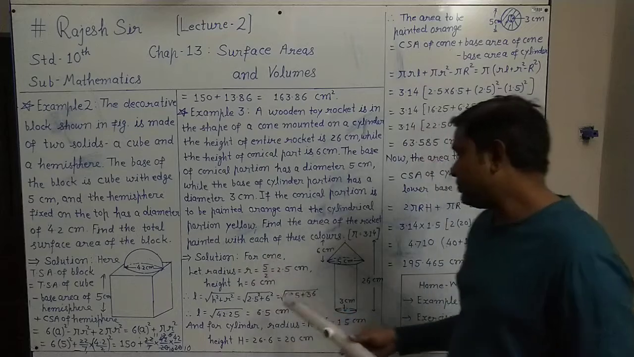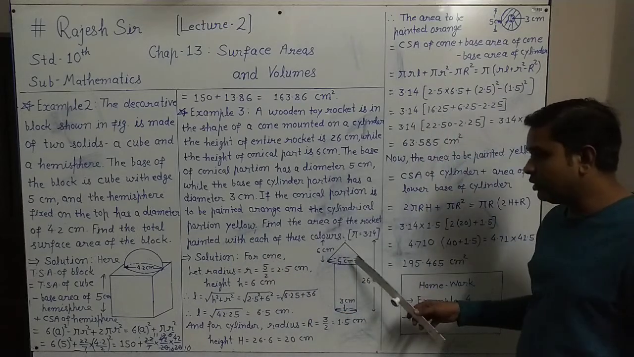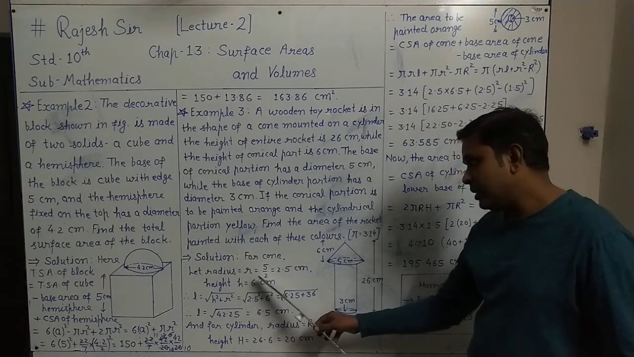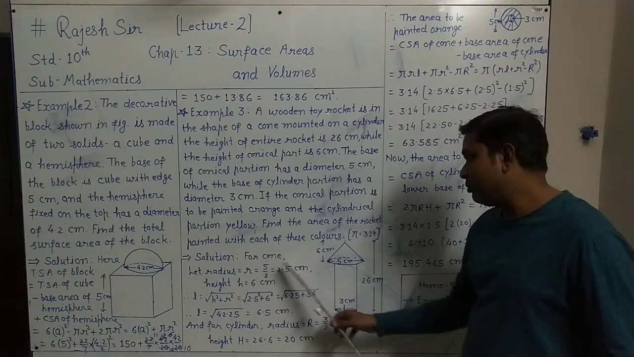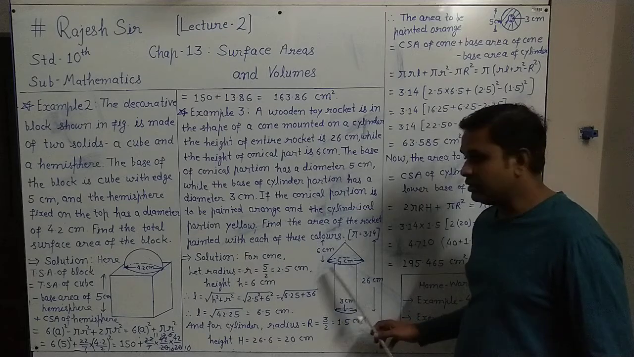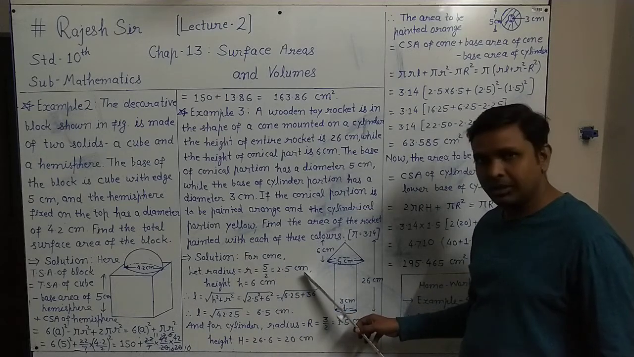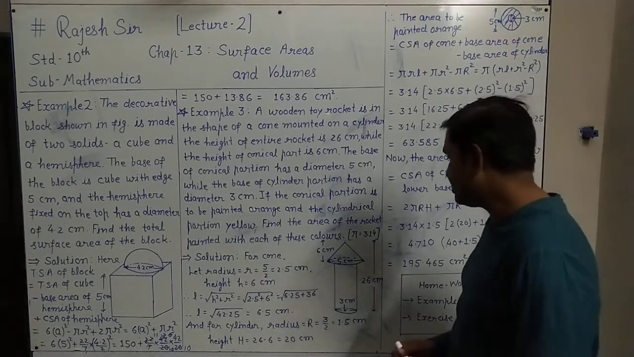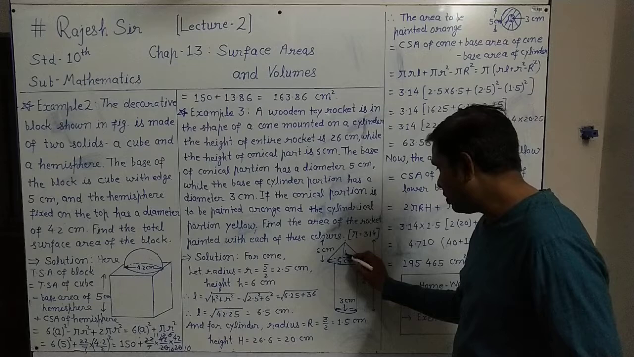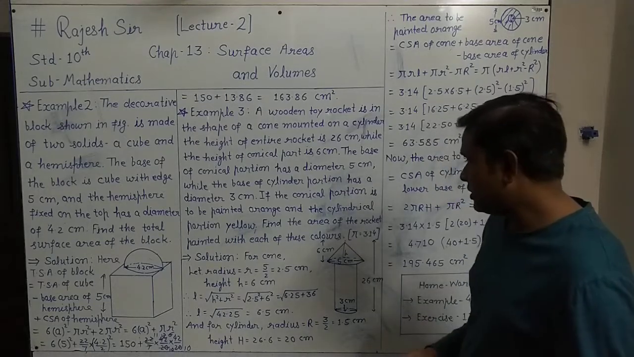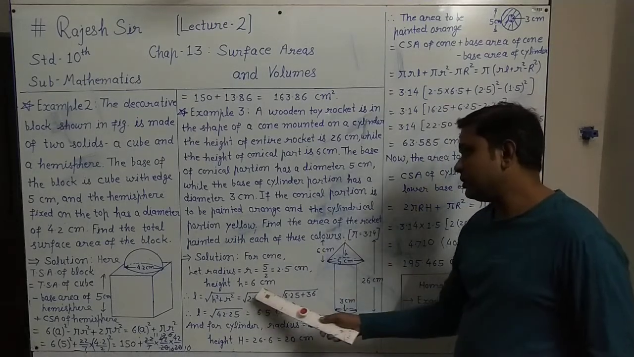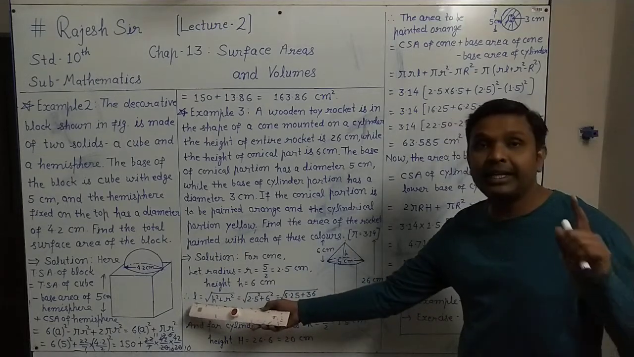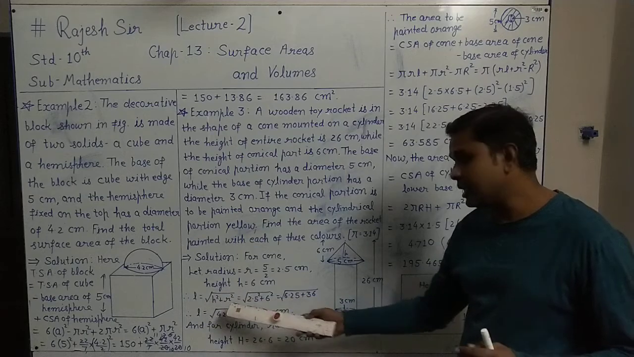So in the solution, first we think about the cone which is mounted on the cylinder. For the cone, let the radius be small r. It is diameter by 2, so 5 by 2, because the diameter of the cone is given as 5. So 5 by 2 will give 2.5 cm. Its height, we will show it as small h, is 6 cm, it is given 6 cm, that we have placed. For a cone, you know that slant height l equals root of h square plus r square.